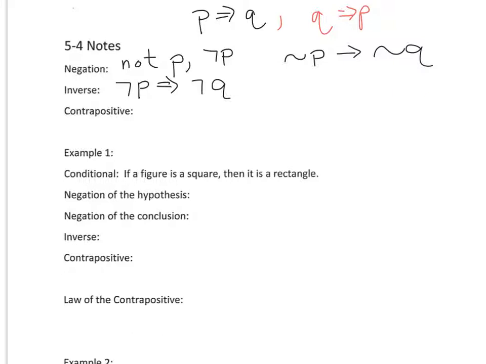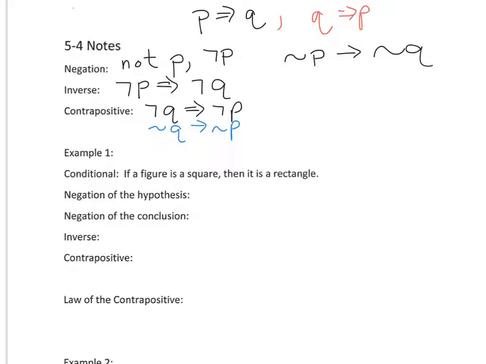The contrapositive is not only do you do nots, but you switch the P and the Q around. So it's not Q implies not P, or you write it as not Q implies not P. So here it is with an example.